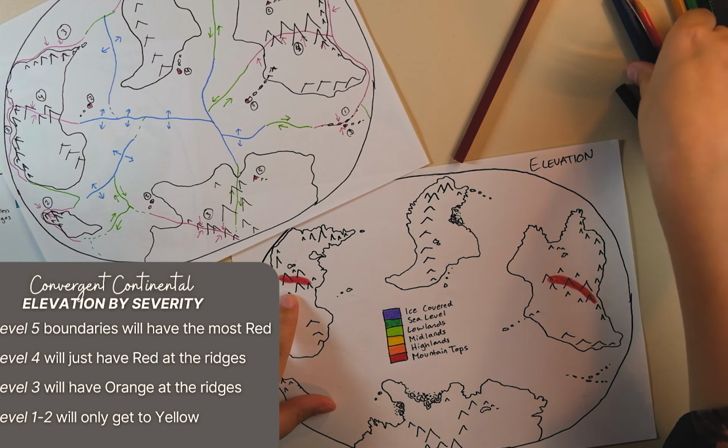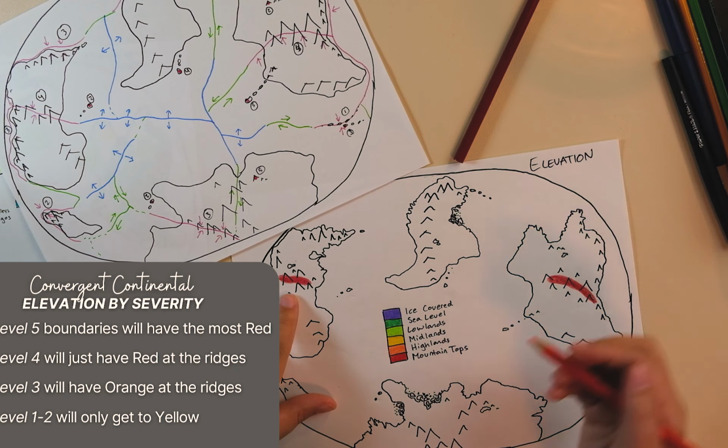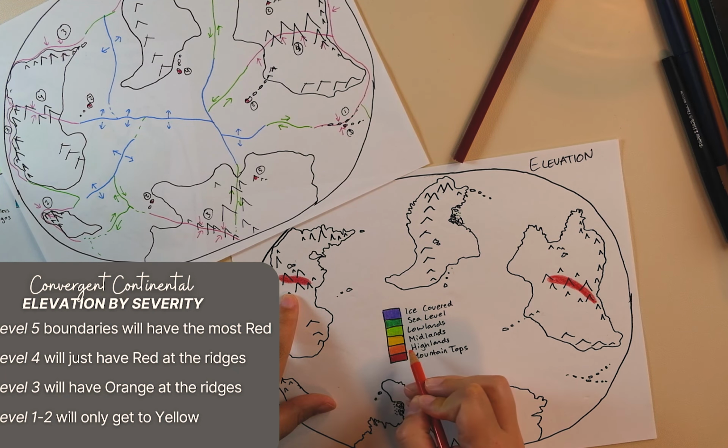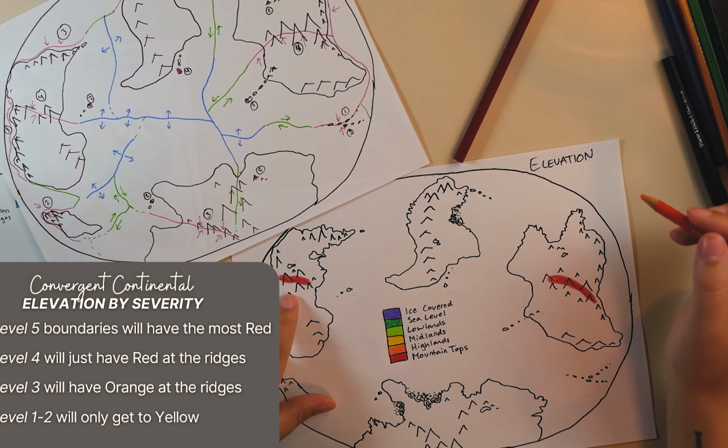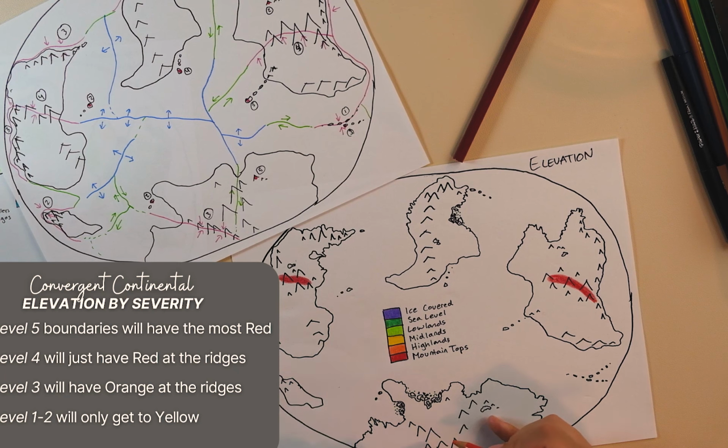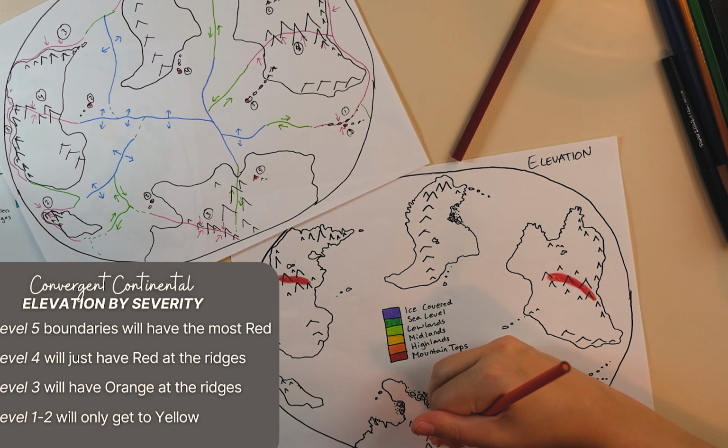So we'll move on to orange, or dark orange. I think I have this called dark orange and not yellow, but orange is dark orange, it's fine. So level 3 will have dark orange at the ridges, which is going to be this one. We'll just do that.